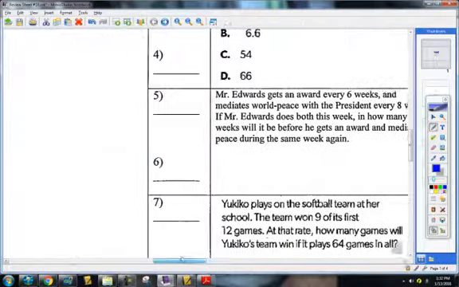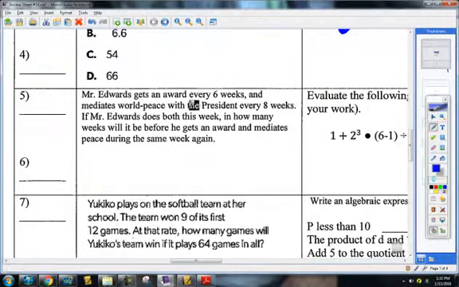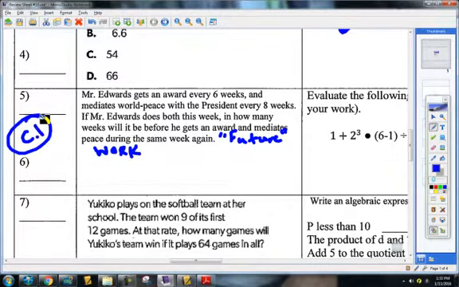Okay, looks like number 6. Mr. Edwards gets an award every 6 weeks, and mediates world peace with the president every 8 weeks. If Mr. Edwards did both of these this week, how many weeks will it be before he gets an award and mediates peace during the same week? I'm just going to put one word here to help you, and I'm not going to do anything else, but you should know what work I require there. If you don't, look back to your Chapter 1 notes, way back in August and September. We've got to know what our work is there.